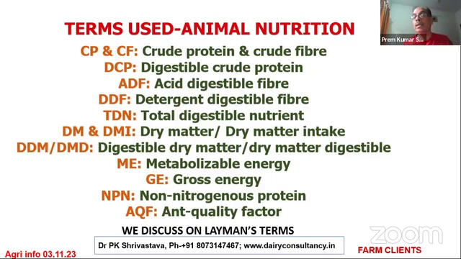DM and DMI. What is dry matter? Suppose you are feeding something to the cow, it is 1 kg, and there is a moisture of about 10%. Obviously, the cow is getting only 90% solid, and the rest is water. So dry matter decides how much dry matter is there in the material your feed is. But dry matter intake is a different thing. The cattle is eating it and it was having 90%. Now you relate it with the digestibility.